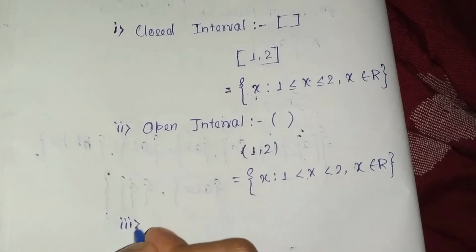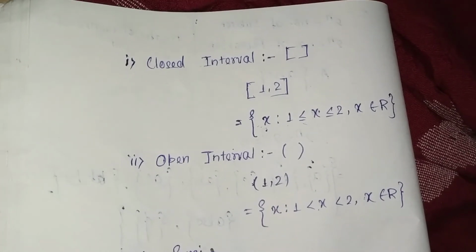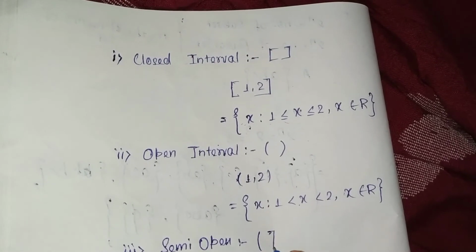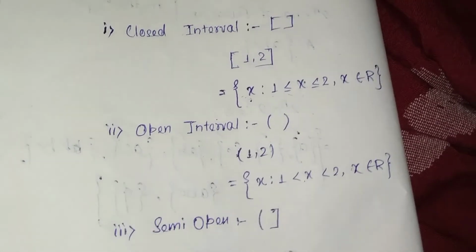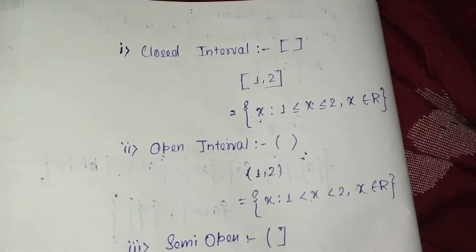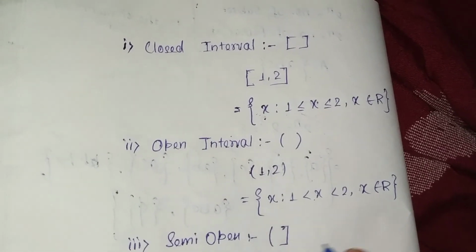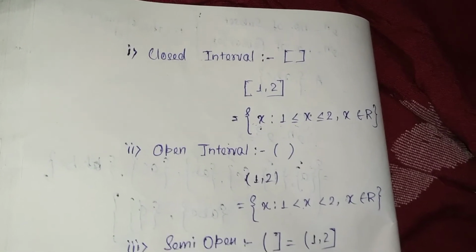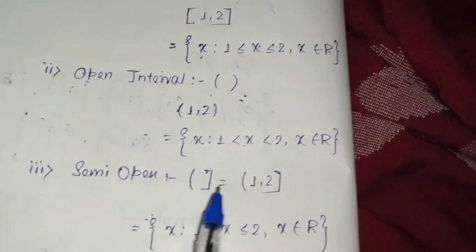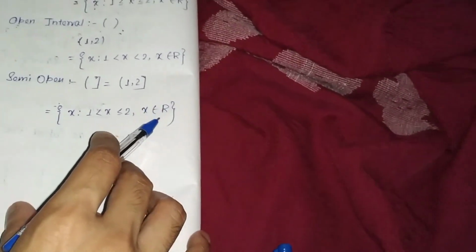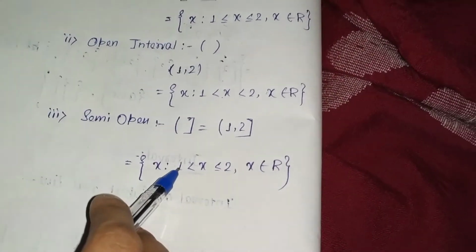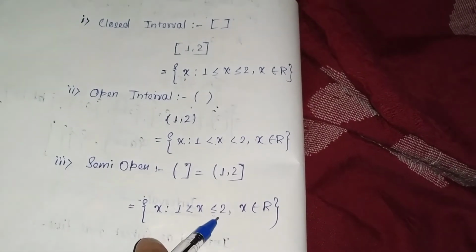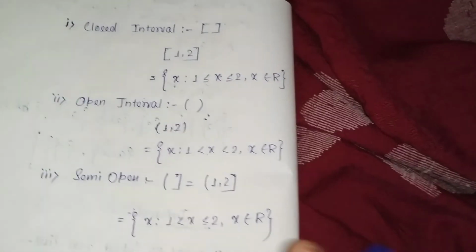Third is semi-open. Its set builder form is, same example, x belongs to R. It means the x value starts from bigger than 1, but it has to end on 2 or smaller than 2. Okay, x be a real number.